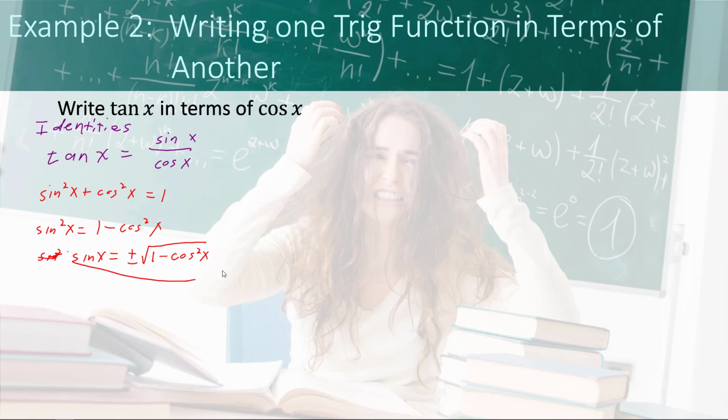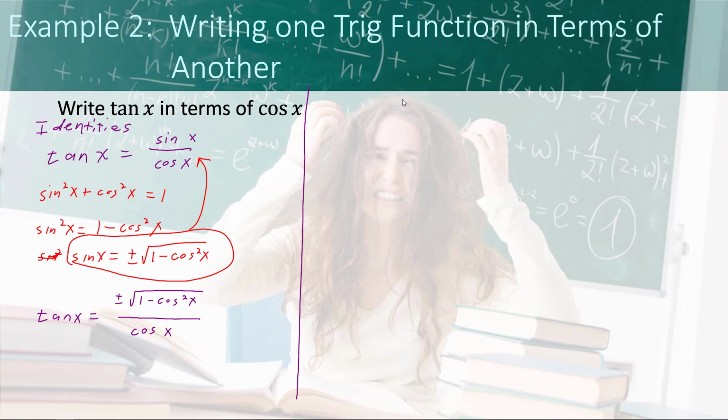We can actually take this right here and substitute it back into here. And if we do, we will have that the tangent of x is equal to, instead of sine x, plus or minus the square root of 1 minus cosine squared x all over cosine of x, and you are finished. Okay, now how could you do that using just the definitions?